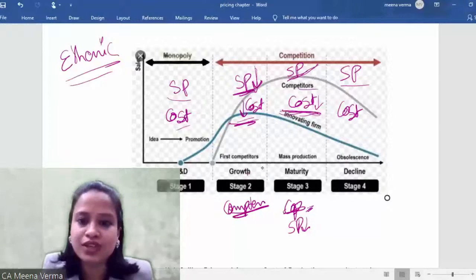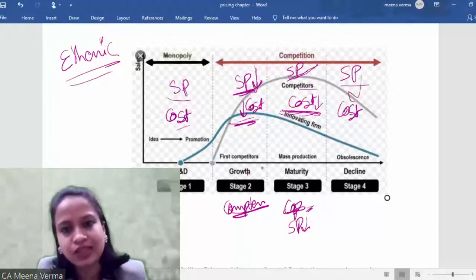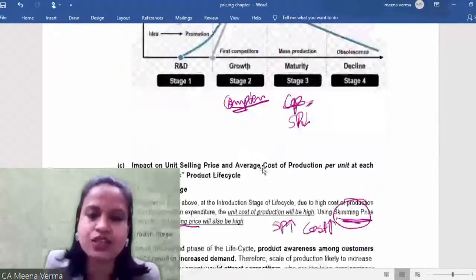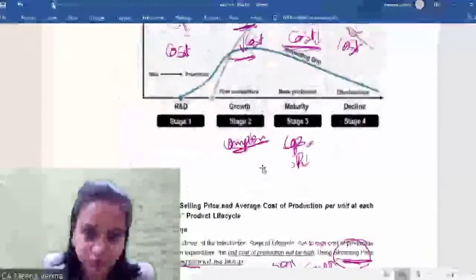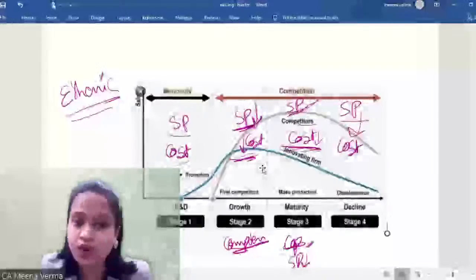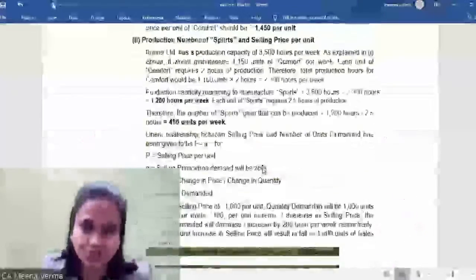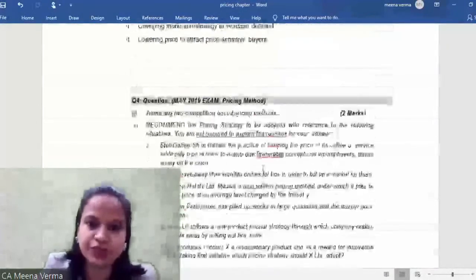And once you reach the decline stage, you will try to sell all your products, so the selling price will reduce a lot. So this is how you can see that in different stages the selling price of your product will vary. It will not remain the same. I hope it is clear to all of you. Now let us discuss more questions. I have more questions to discuss.